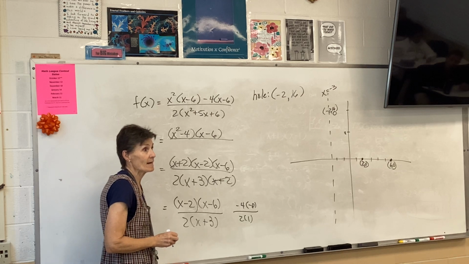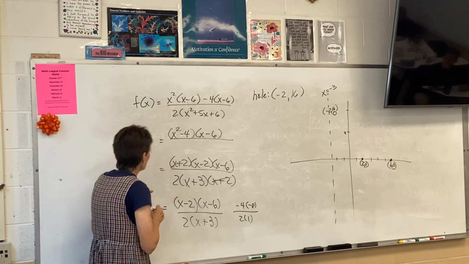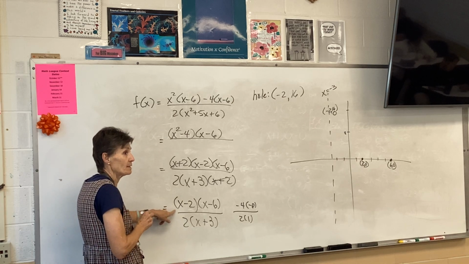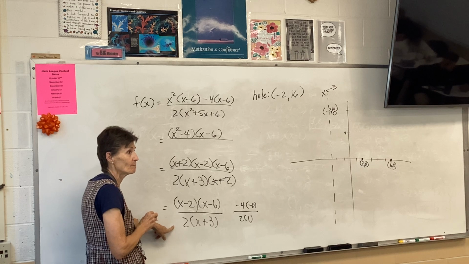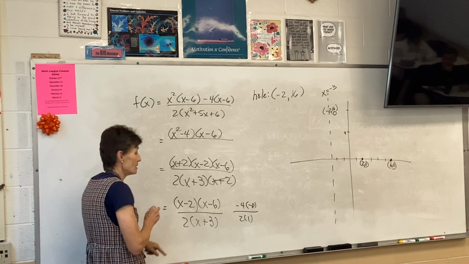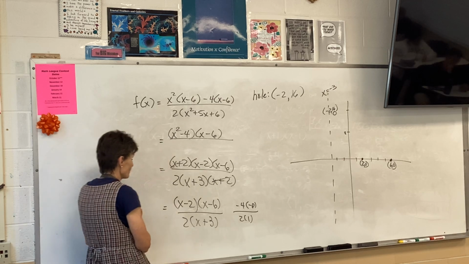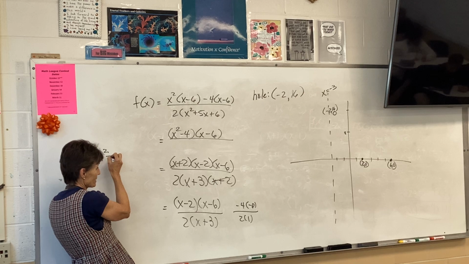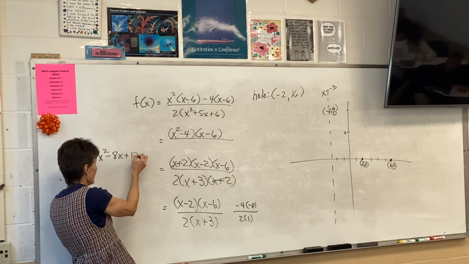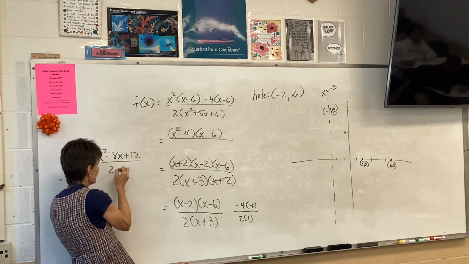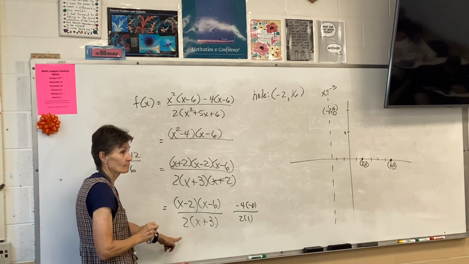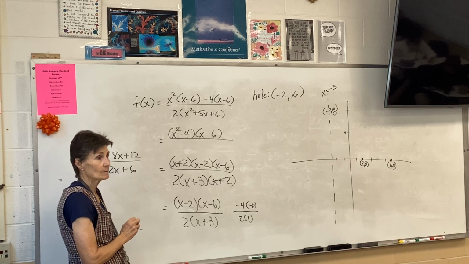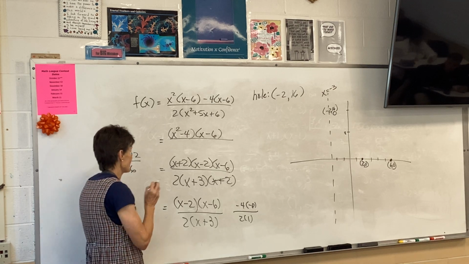There's going to be a slant asymptote because, either look at the original or look at this, the power on top is 1 bigger than the power on the bottom. Right? So to find the slant asymptote, I need to divide x squared minus 8x plus 12 by 2x plus 6. Would you agree with that? That's the division I need to do. Now I'm going to do it synthetically.